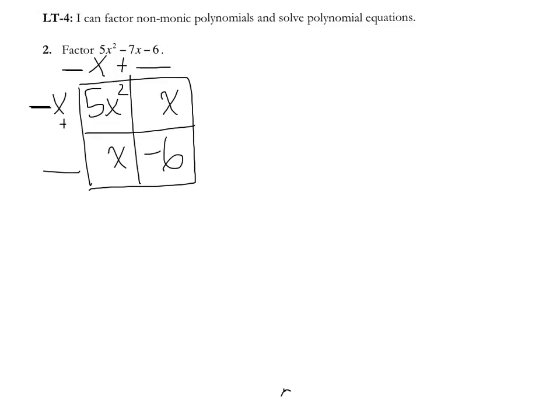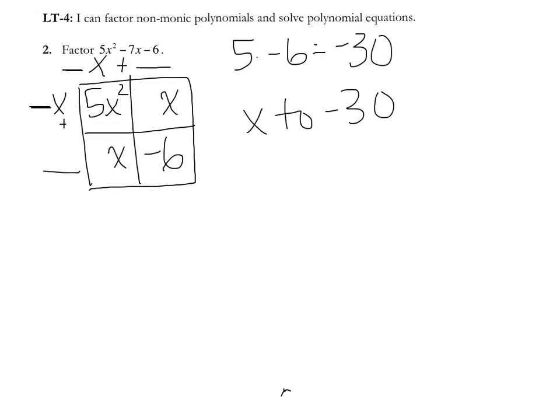The first thing that we are going to do is we're going to take our leading coefficient 5 with our constant term negative 6, and we're going to multiply those together. So we're going to multiply 5 times negative 6, and that's equal to negative 30. Now, with a non-monic quadratic, instead of looking for two numbers that multiply to make this negative 6, we're going to look for two numbers that multiply to make this negative 30. So we need two numbers that multiply to make negative 30. We are still going to look for two numbers that add to make the negative 7, though.